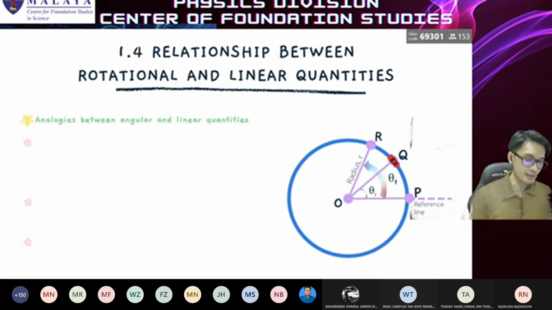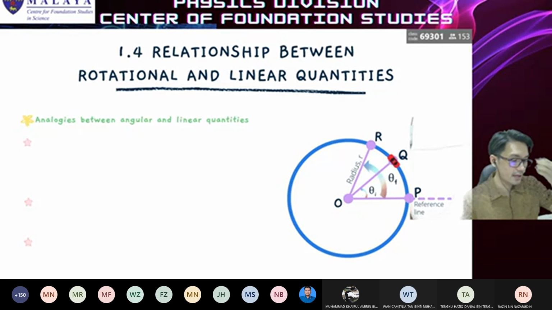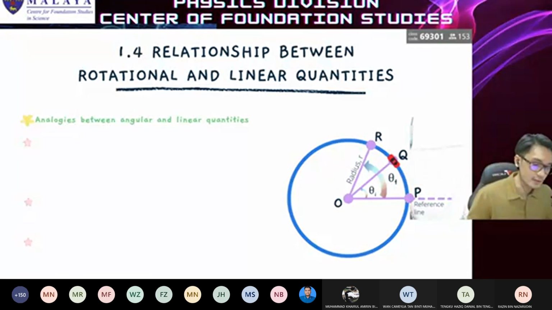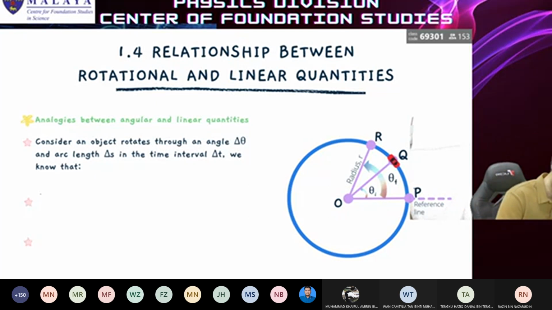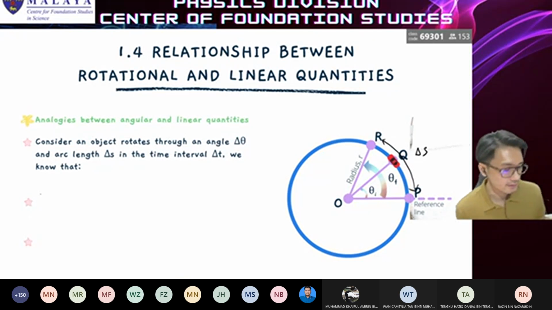Next. We want to learn the relationship between rotational and linear quantities. This one is more about deriving how we relate the rotational and linear quantities. So, analogies between angular and linear quantities. Firstly, consider an object that rotates through an angle delta theta, from theta initial to theta final. The arc length is delta s. Delta s is here. This is delta s, in a time interval delta t.